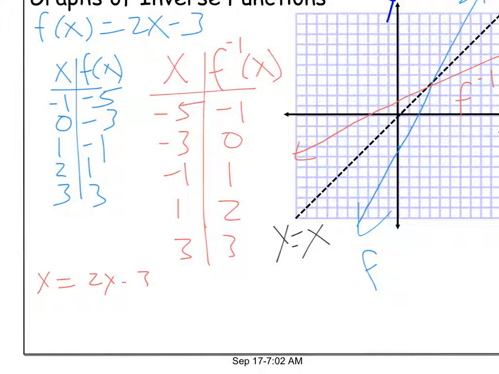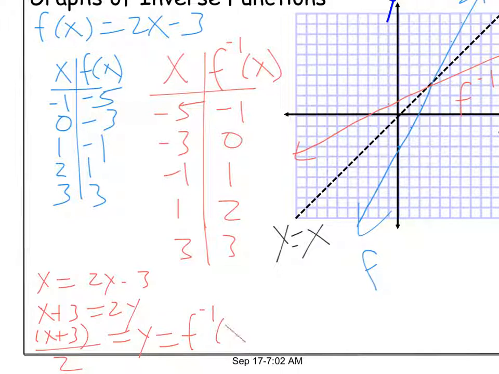I'd add 3 and get x plus 3 equals 2y. I can then actually do it with one step here by dividing by 2. And I could get that y is x plus 3 over 2. And it would be fine if you wrote it that way. At this point I have what I would call f inverse, x plus 3 over 2.